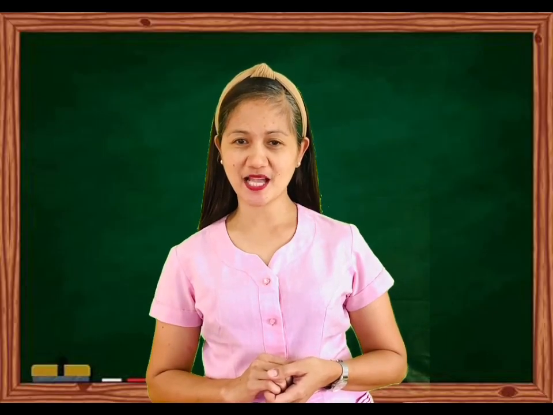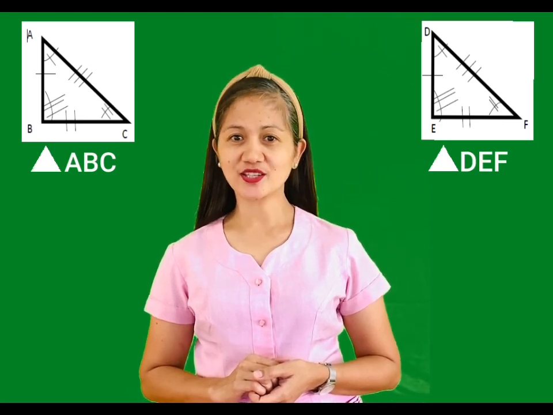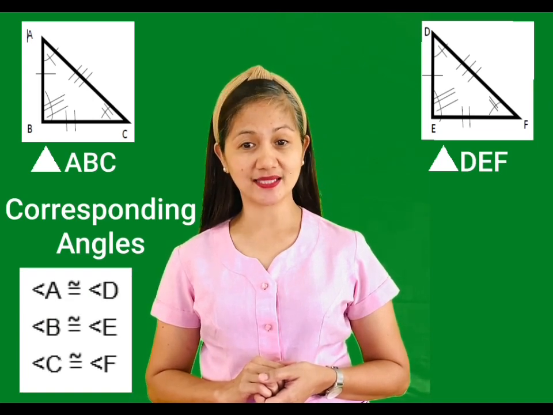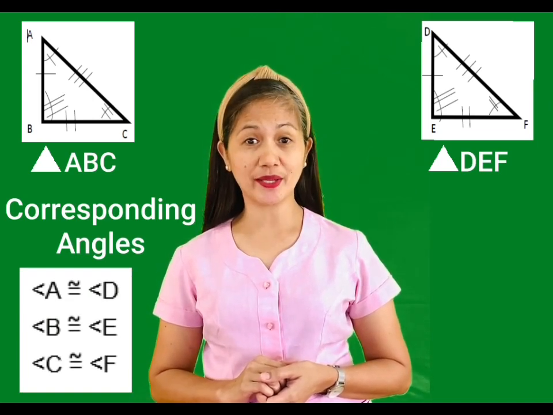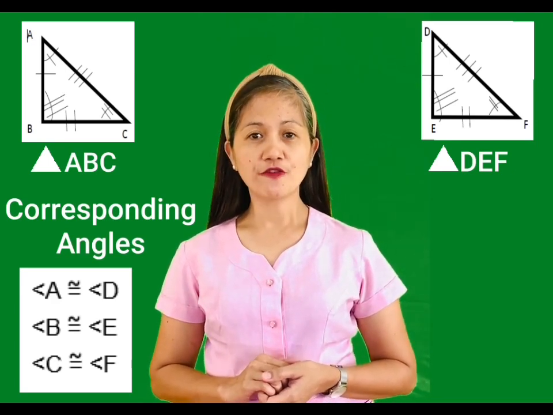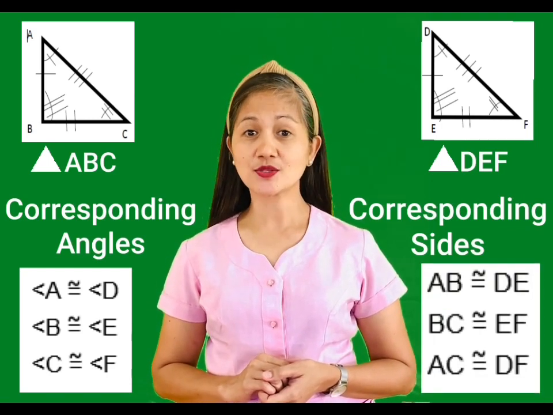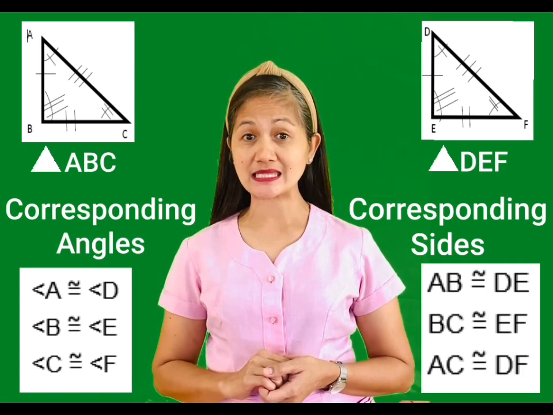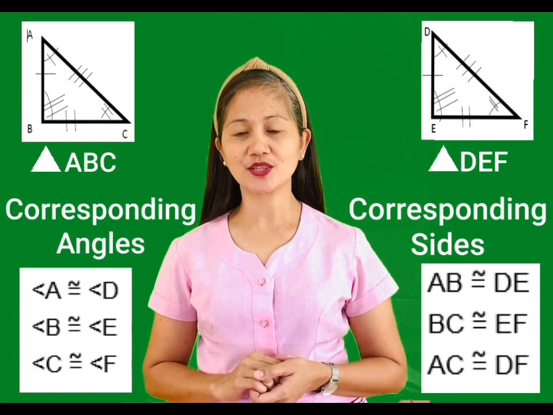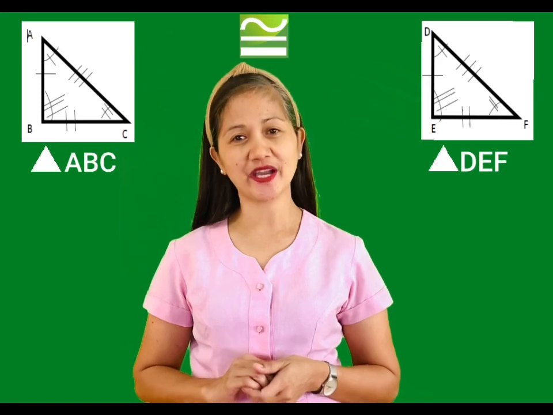Let's have another example. In this figure, the two triangles are congruent and the corresponding angles are angle A is congruent to angle D, angle B is congruent to angle E, and angle C is congruent to angle F. For corresponding sides, we have side AB is congruent to side BE, side BC is congruent to side BF, and side AC is congruent to side BF. Therefore, triangle ABC is congruent to triangle DEF.